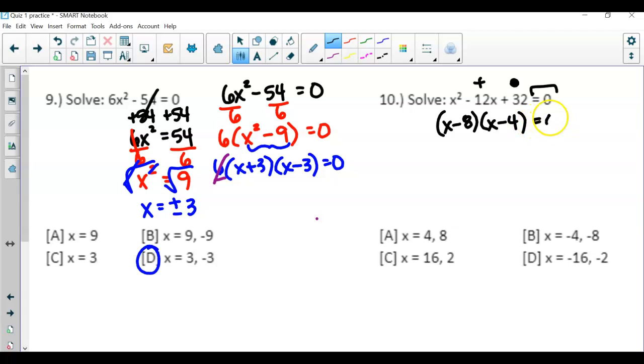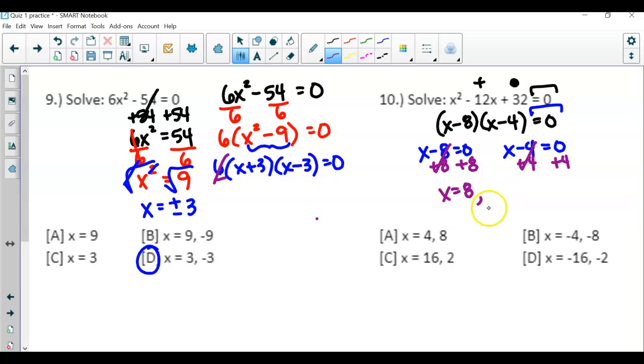Now, is that it? Are we done? Or my answer is negative 8, negative 4? No, right? Because that's just the factored form. Remember, we're solving, right? Equal to 0. That means x minus 8 is equal to 0. x minus 4 is equal to 0. So again, solving for x, I'm going to add 8 to both sides, and x is equal to 8. I'm going to add 4 to both sides, and that's why you get positive 4, making your answer A.